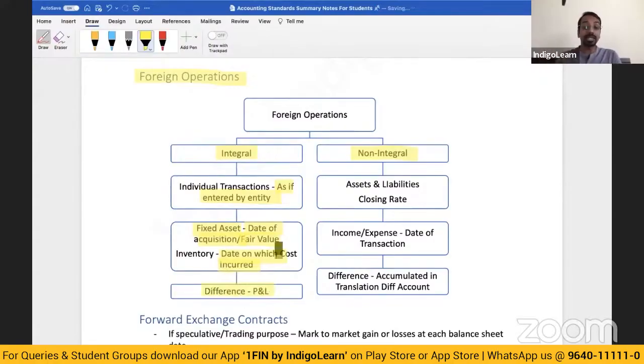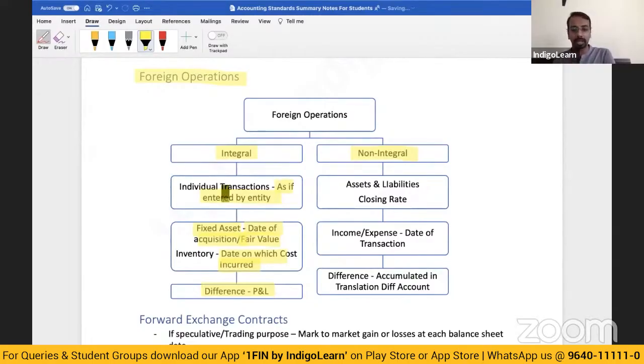Remember, differences arising on foreign exchange transactions should go to P&L. So for integral operations, if there are any differences which arise when you are translating those foreign currency transactions into the Indian accounts, in that case, whatever is the difference, that will be taken to P&L. So generally what happens in these cases is the foreign branch may prepare a trial balance. That trial balance, you will convert it into INR using these principles. And whatever is the exchange gain or loss, you will debit or credit to P&L. That is for integral operation.